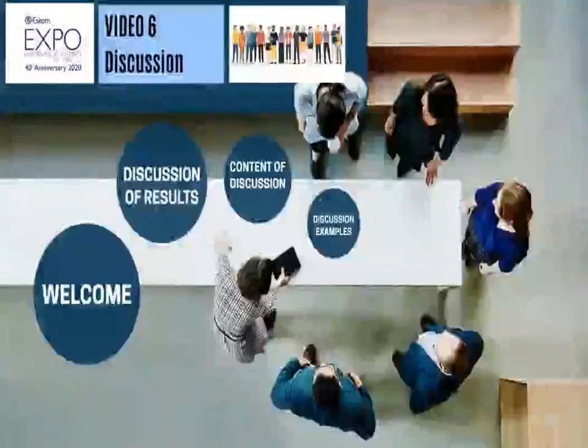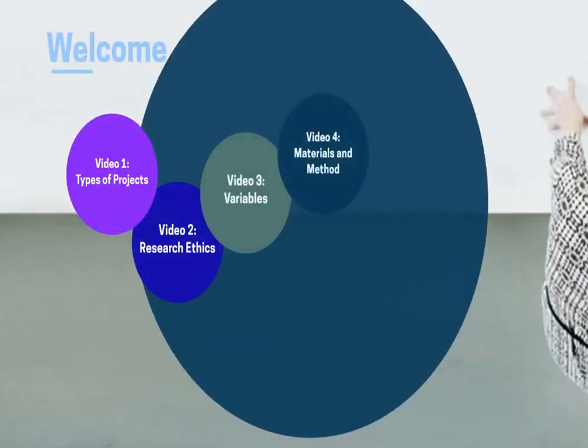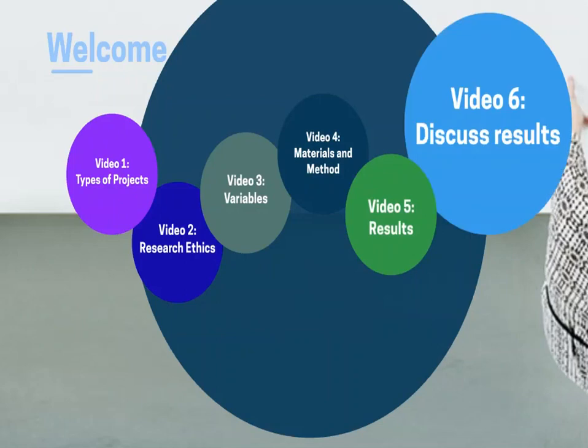Let us review some previous videos. In video 1, we helped you to identify the most appropriate category for your project. In video 2, we helped you identify and resolve potential ethics violations. In video 3, we helped you to identify variables in scientific type projects. In video 4.1, we gave you an overview of materials and methods in research, and in video 4.2, we took a closer look at materials and methods for each of the 4 types of projects. In video 5, we looked at presenting results, and now in video 6, we will discuss those results.